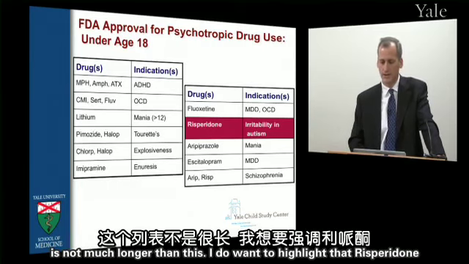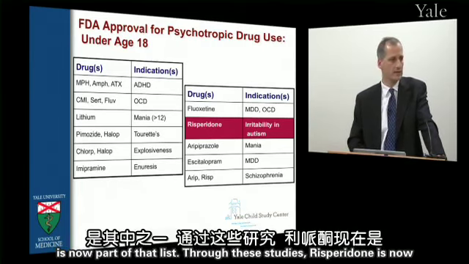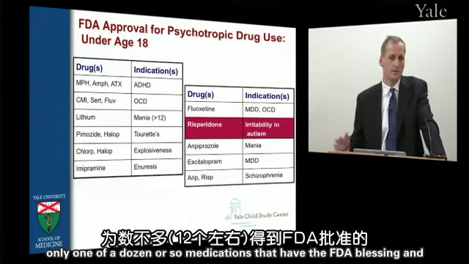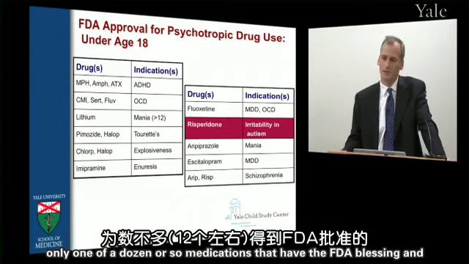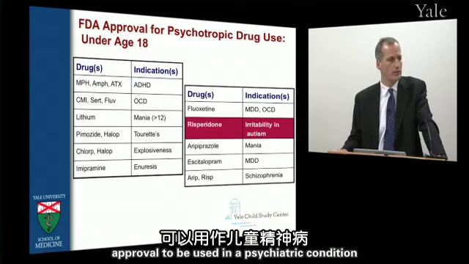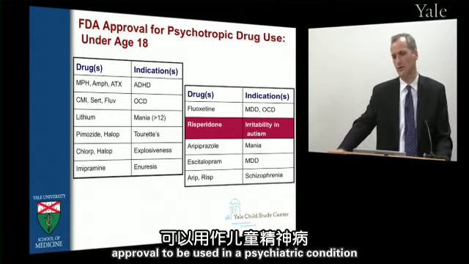I do want to highlight that risperidone is now part of that list, and that through these studies, risperidone is now one of only a dozen or so medications that have the FDA blessing and approval to be used in a psychiatric condition of childhood.